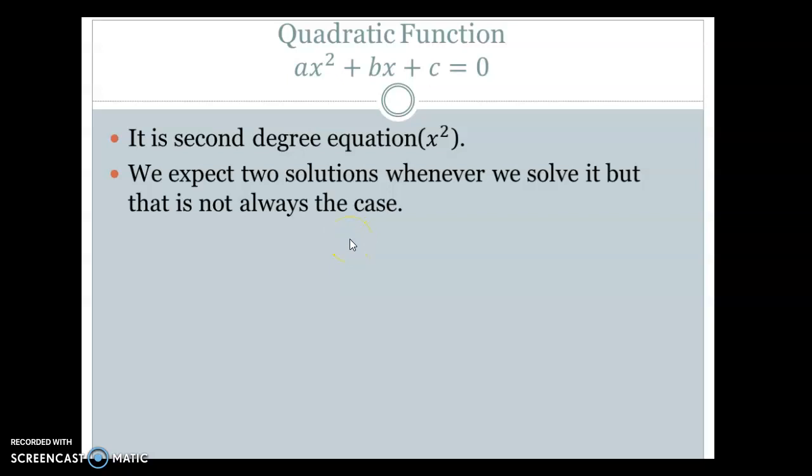We expect two solutions whenever we solve a quadratic equation, but that is not always the case. Sometimes we might get no solution. There is a solution, but in a real sense there is no solution, and that brings a complex solution. And sometimes we get only one solution.